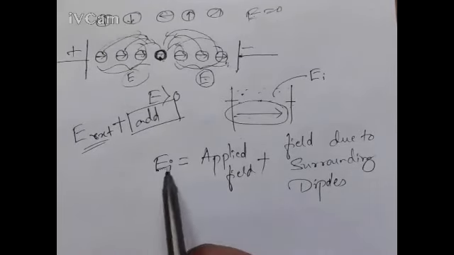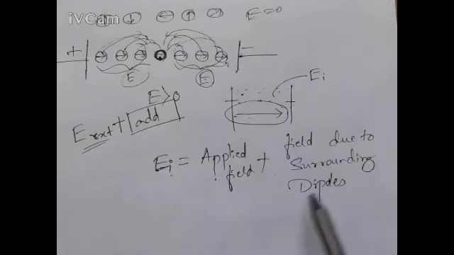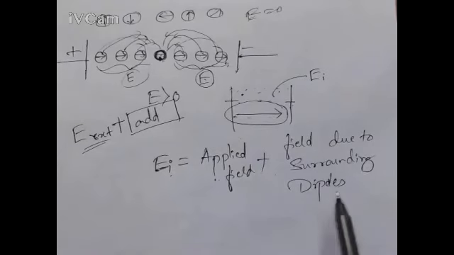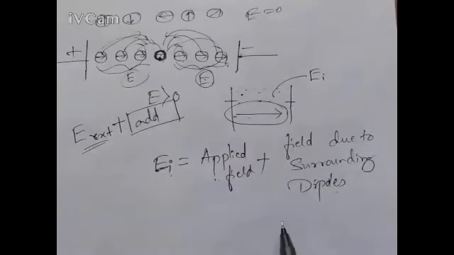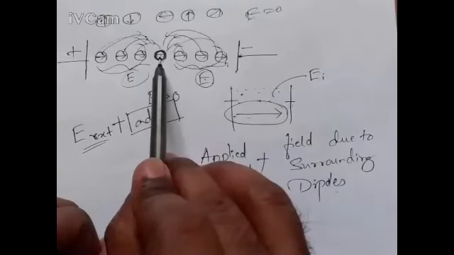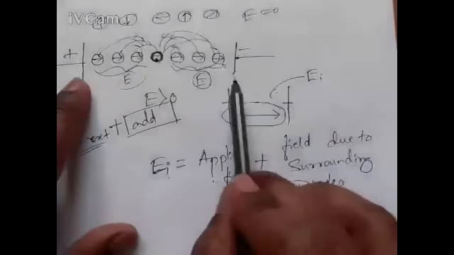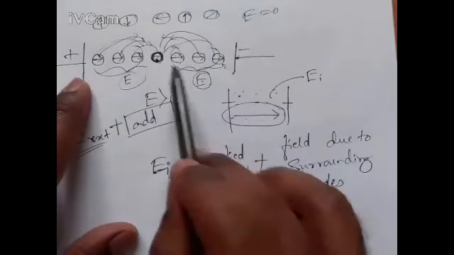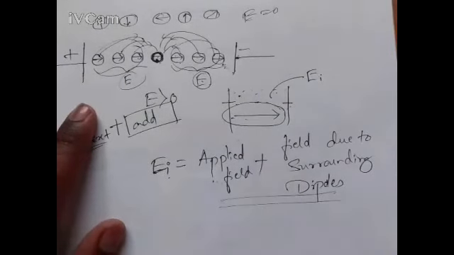This is the internal field we are going to find out. Internal field means the externally applied field plus the field due to the surrounding dipole moments, the field due to all the other atoms that influence this one. That means at this point the field is greater than the applied field, what we are applying externally. This is called the internal field.